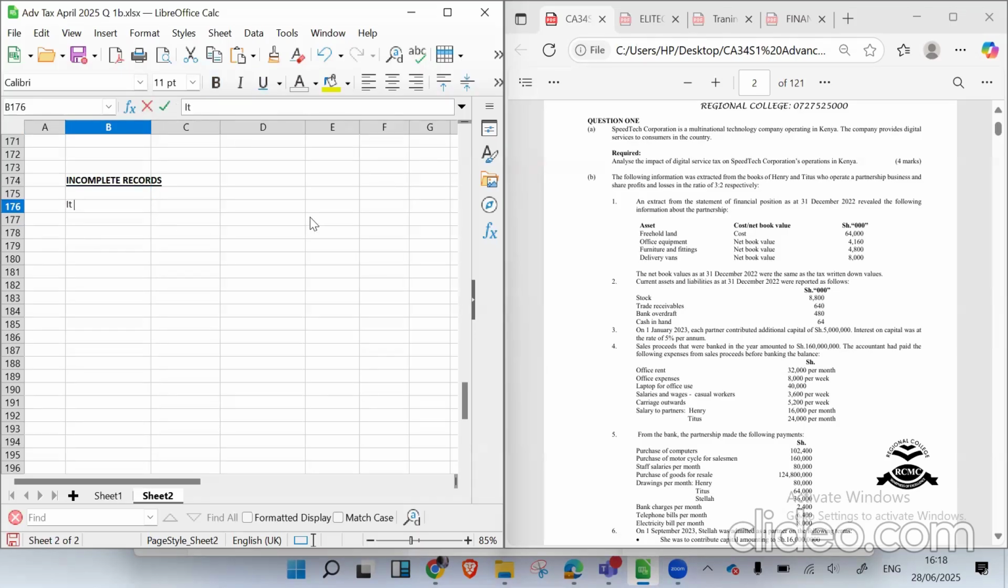So we say, where does it arise? It arises when a firm does not maintain proper books of records. So the information about the firm is incomplete, but it has balances of assets and liabilities.